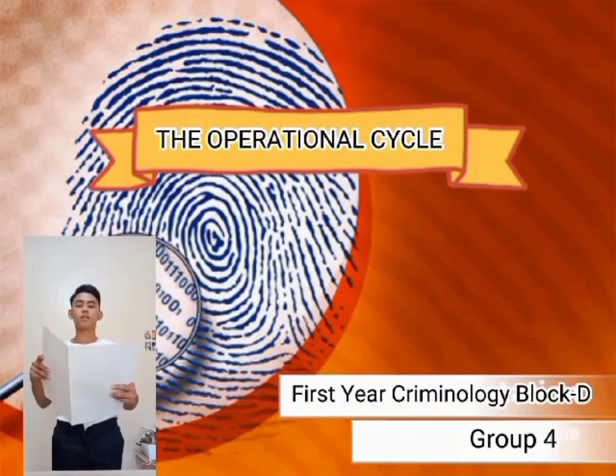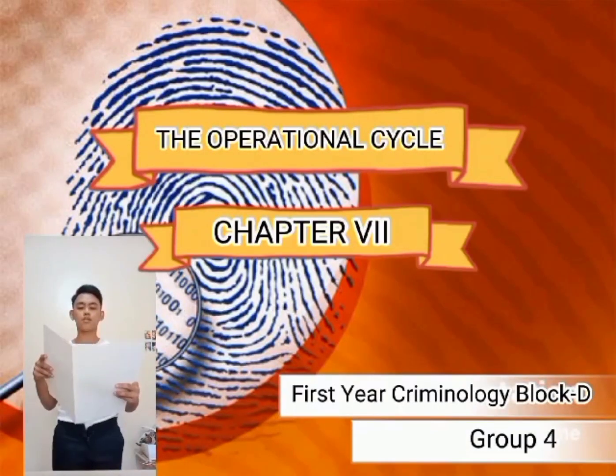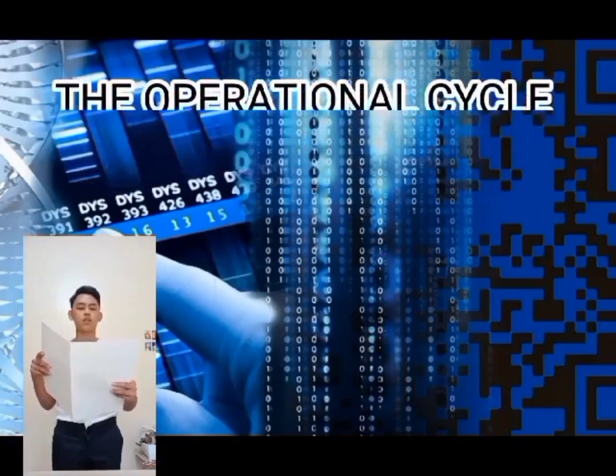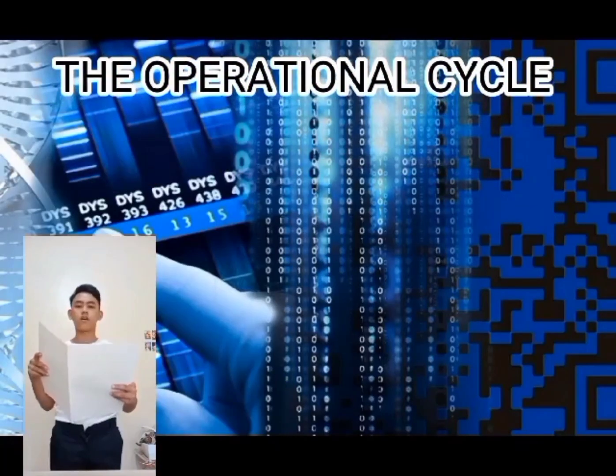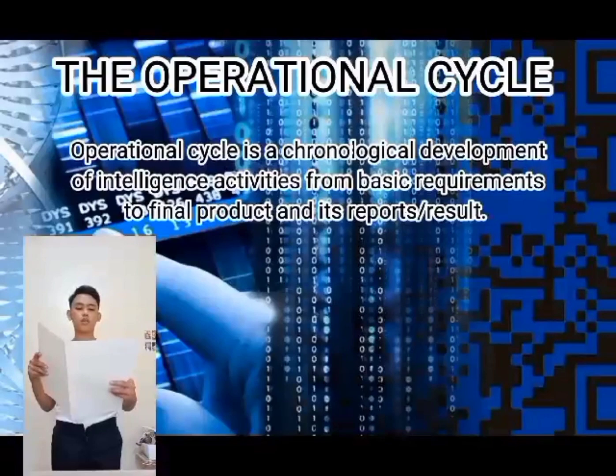Operational Cycle, Chapter 7. Today, we will talk about the Operational Cycle. Operational Cycle is the chronological development of intelligence activities from basic requirements to final products and its reports and results.